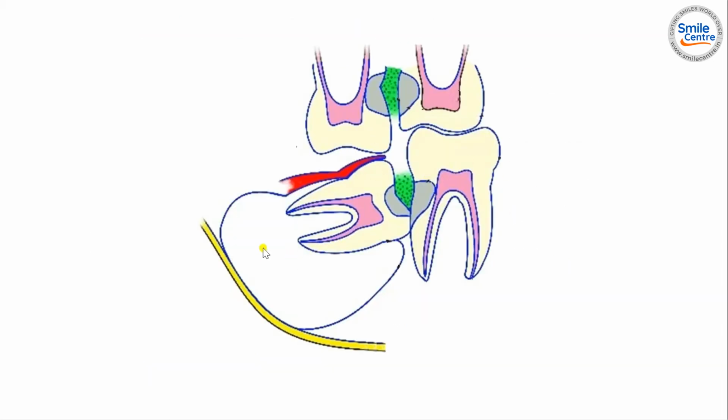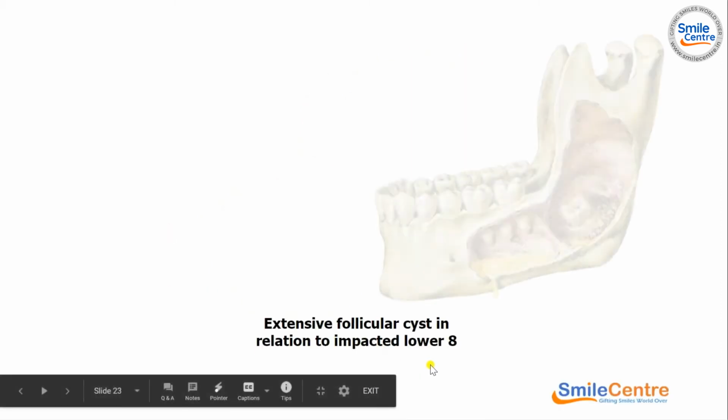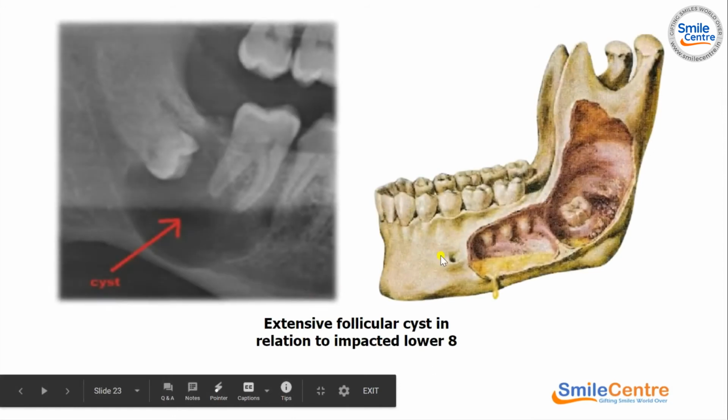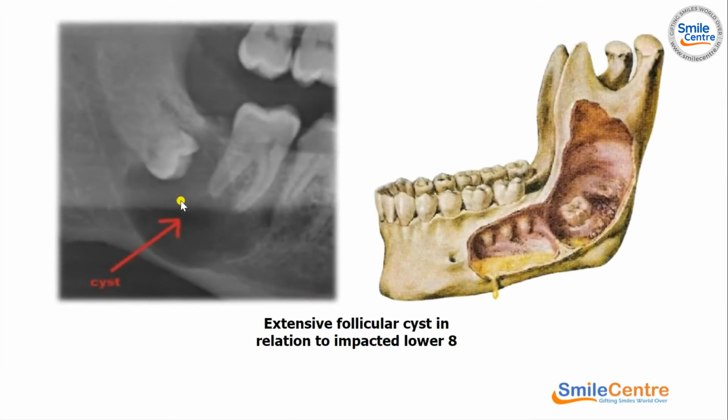Now, what are the other problems which are associated with wisdom teeth? This is a cyst. Very rarely a cyst can develop in relation to the roots of the wisdom teeth, and this cyst can compress the nerve which is running underneath. And this is another picture of the cyst. You can see how huge the cysts are.